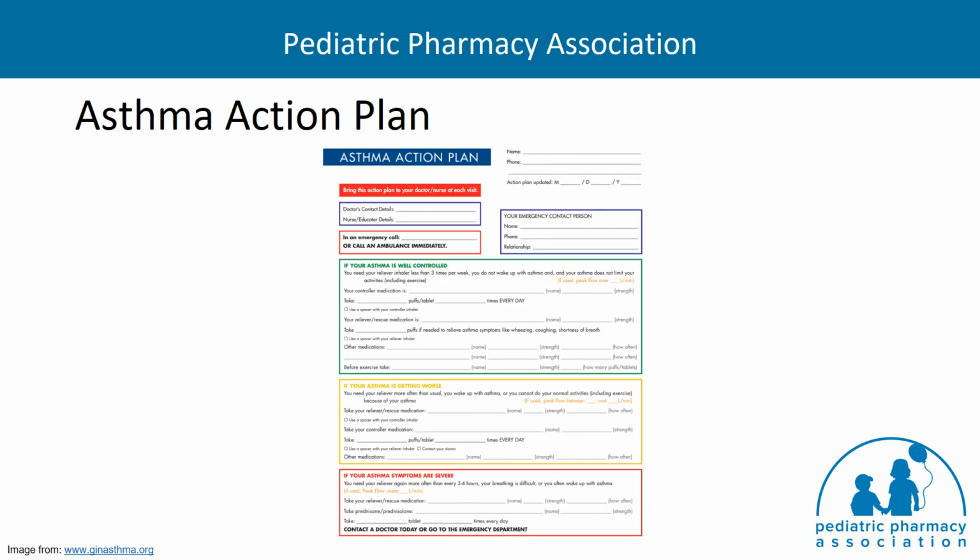Each pediatric patient with a diagnosis of asthma should have an asthma action plan. I've included an example of an asthma action plan on this slide. However, your institution may have specific asthma action plans to utilize. This allows patients to have a pathway to help manage their asthma at home. This is typically divided into different sections such as well-controlled symptoms, worsening symptoms, and severe symptoms, as well as how to manage the different situations.